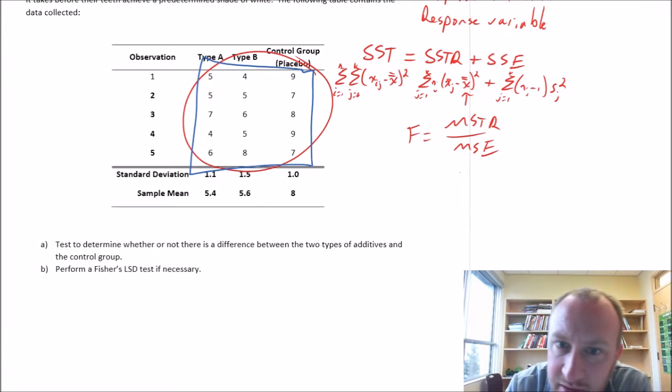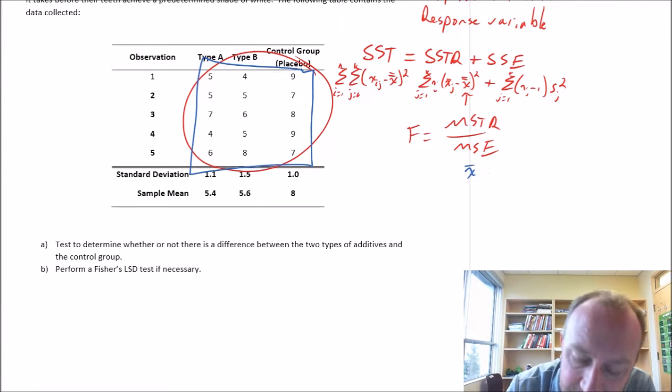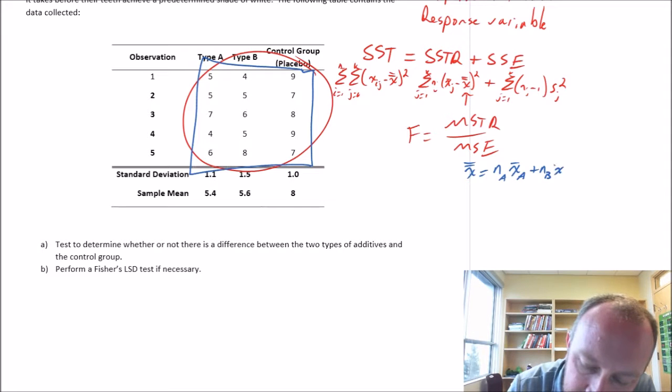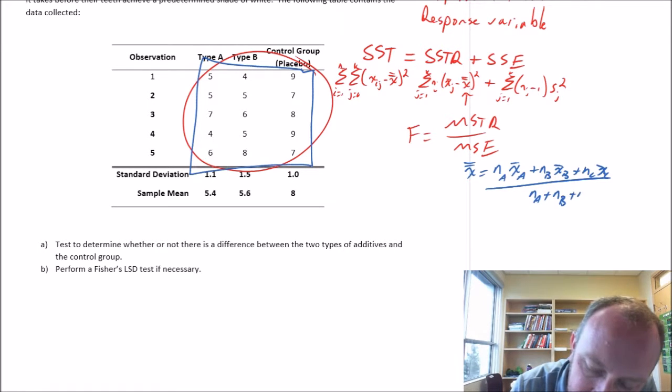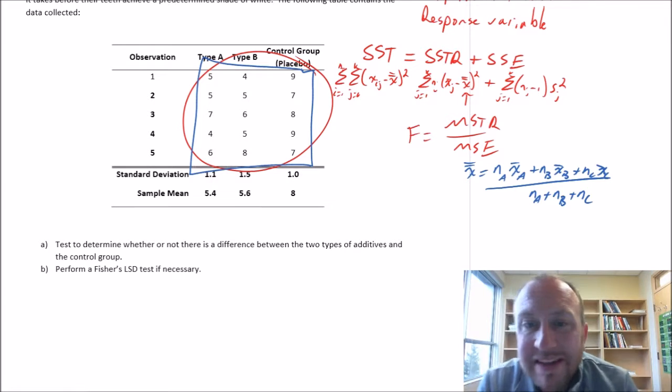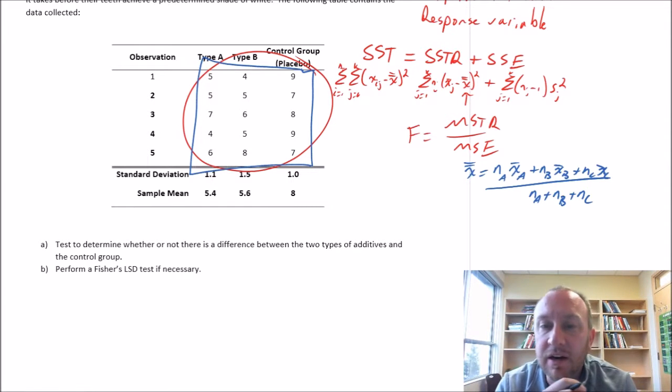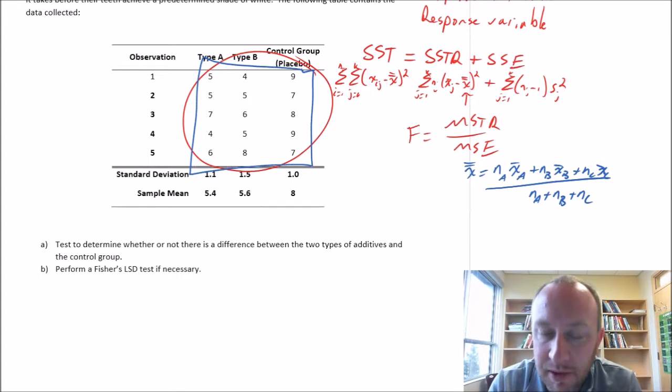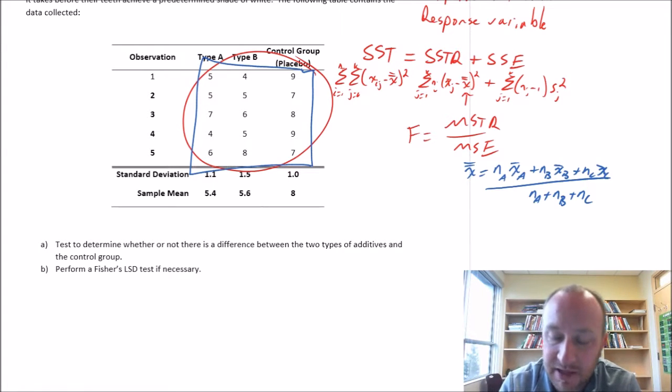If I calculate our grand mean as a weighted average, so there's the sample size of A times the sample mean of A, and B and C, and divide that by the total number of observations. So this would be a weighted average of those sample means, and usually this is the best way to go about calculating the grand mean, taking a weighted average of the sample means.